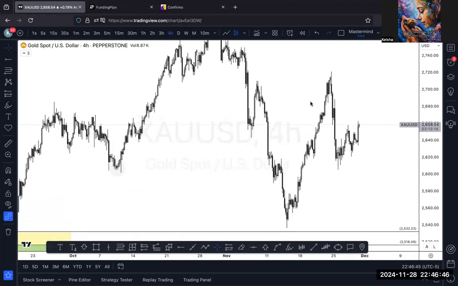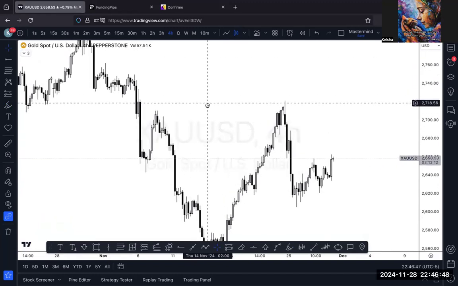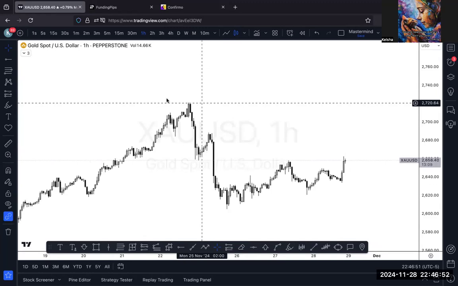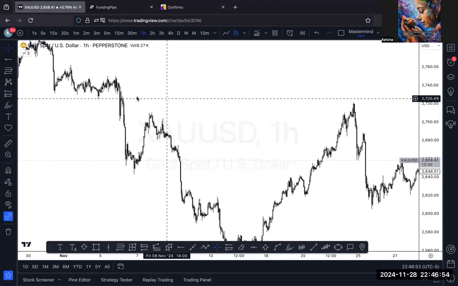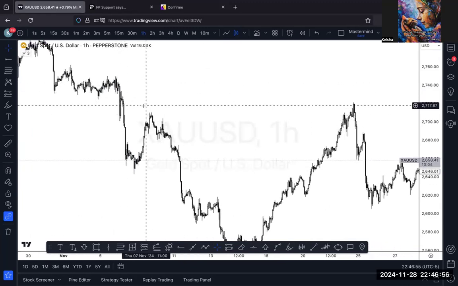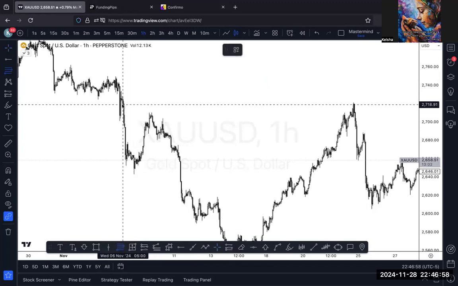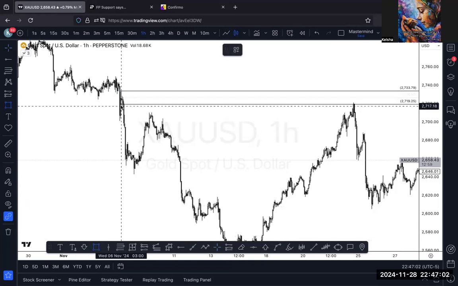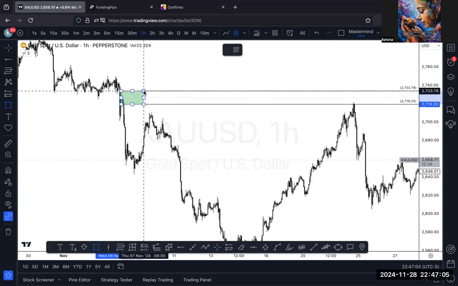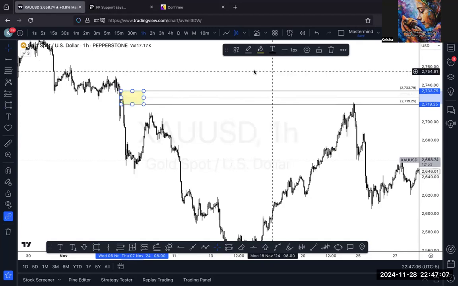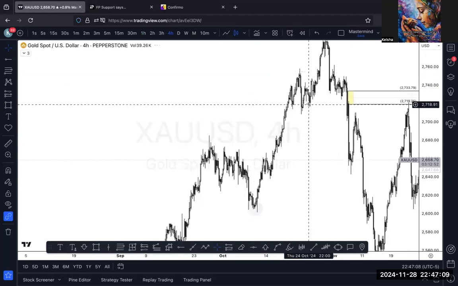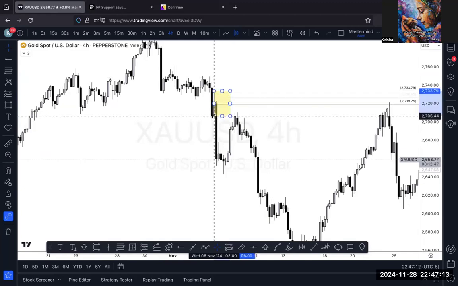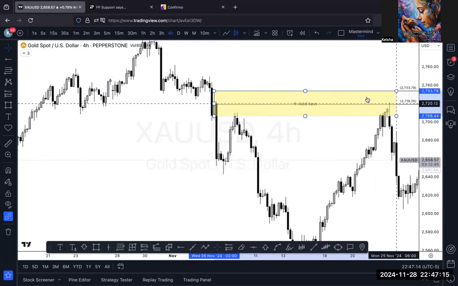On the 4 hour time frame, I believe gold is reacting off of this. We had this rally base drop, the 1 hour right here. That's currently controlling gold. What does that look like on the 4 hour? On the 4 hour, it's drop base drop, right? So practically this zone right here.